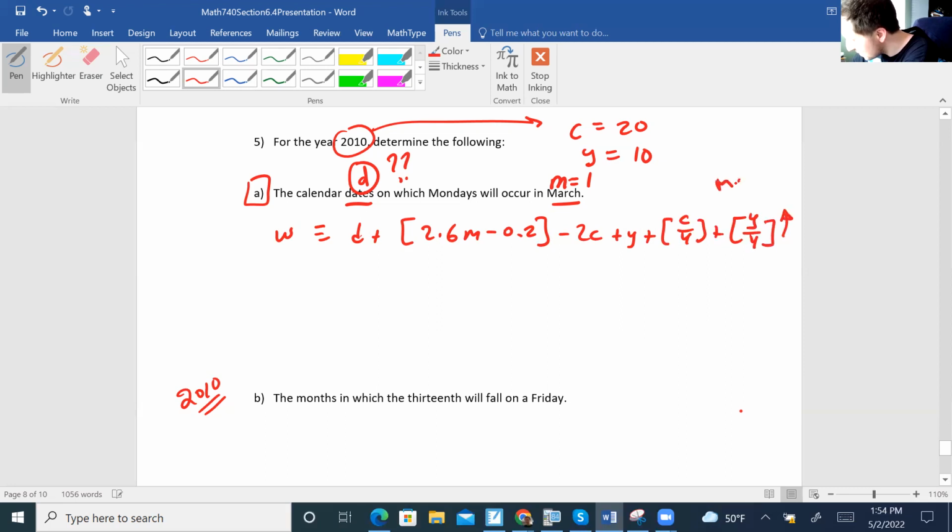Did you ever think this much math went into the calendar? I didn't.